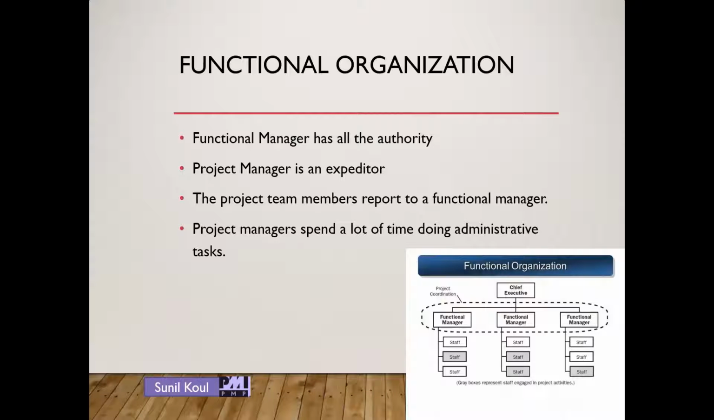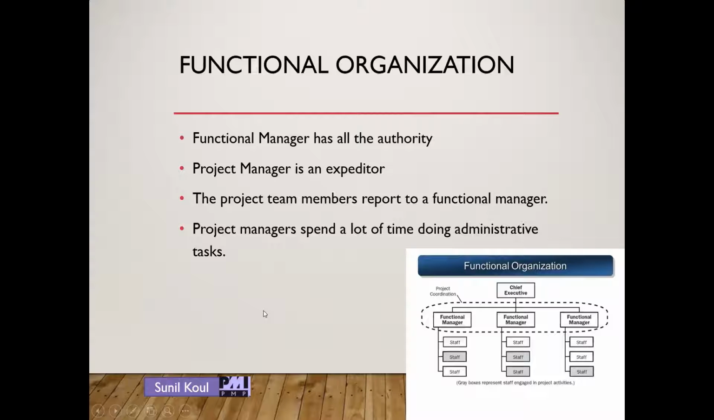Coming to the functional organization first. In functional organization, if you see in the diagram also, the functional manager has the full authority. Here, the project manager is also reporting to the functional manager, and the project manager has no authority at all. The whole project team reports to the functional manager, and the project manager is just working as an expediter, just coordinating the things and managing the project activities there. So the project manager is spending a lot of time doing the administrative tasks here.